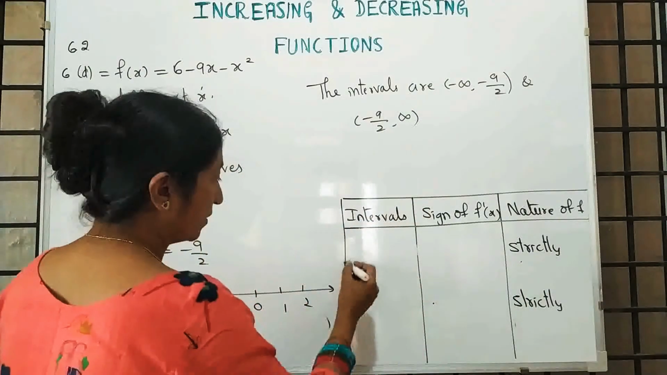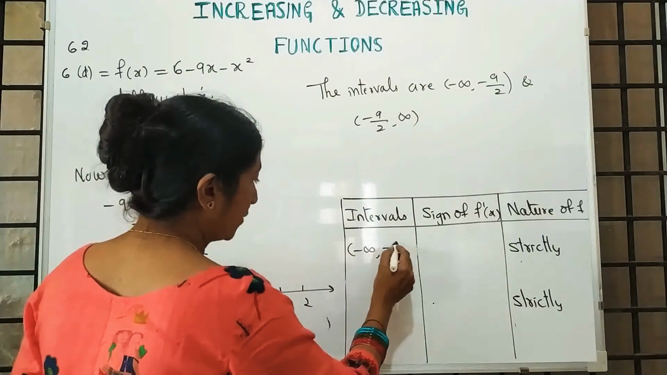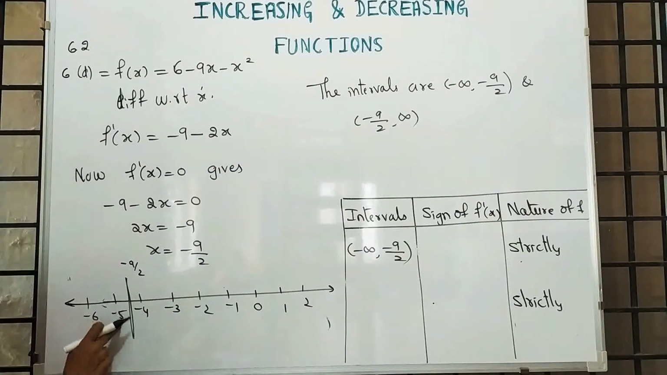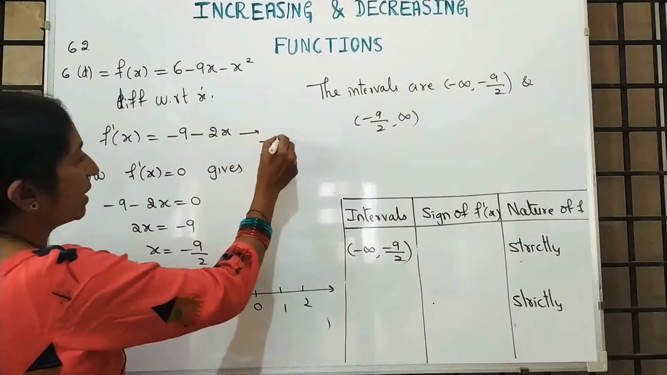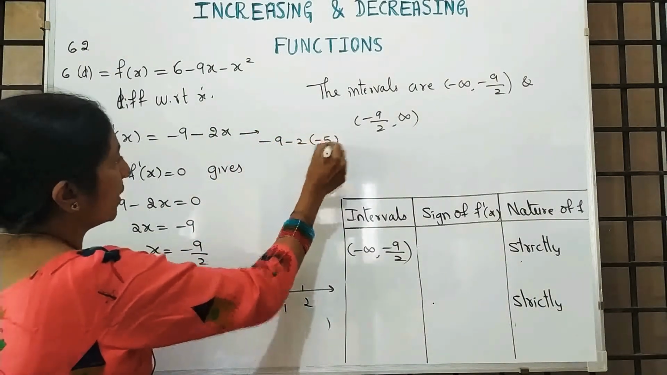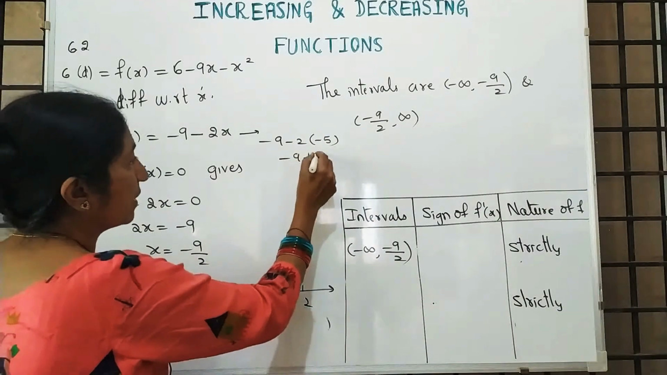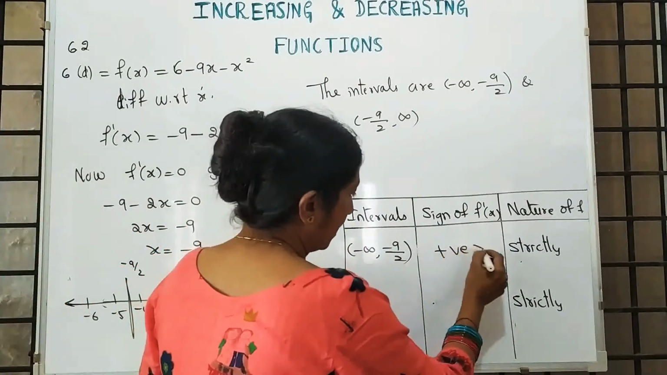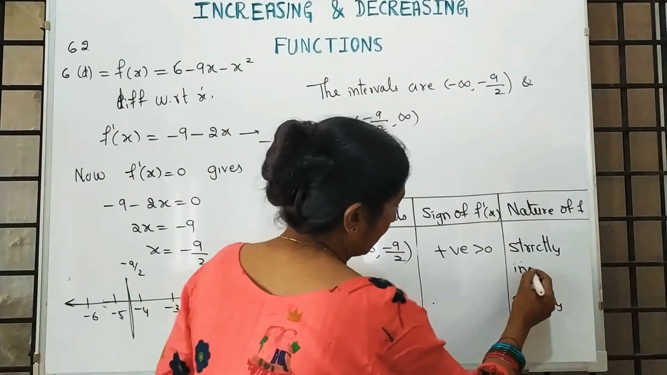First one, minus infinity to minus 9 by 2. So you can take minus 5. If you write minus 5 here, minus 9 minus 2 into minus 5, that is minus 9 plus 10 is 1, positive. Greater than 0, strictly increasing.